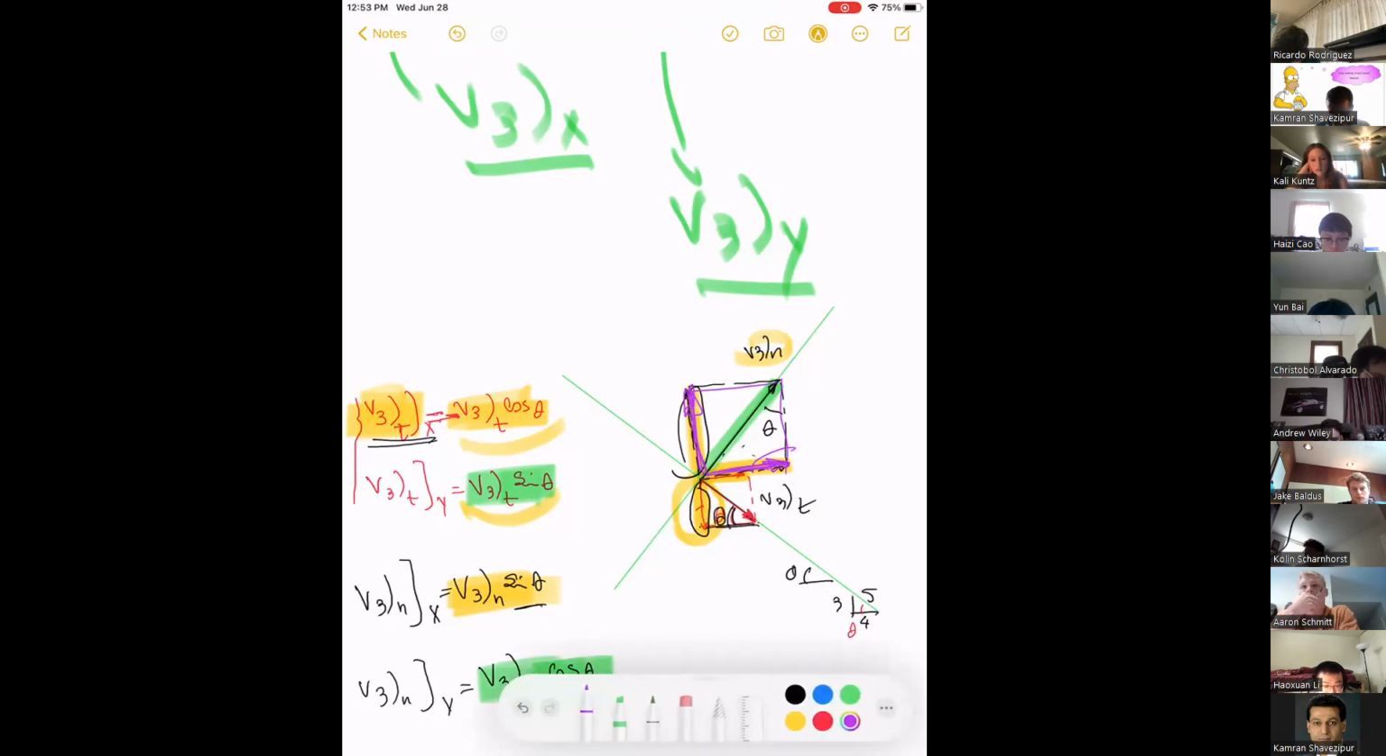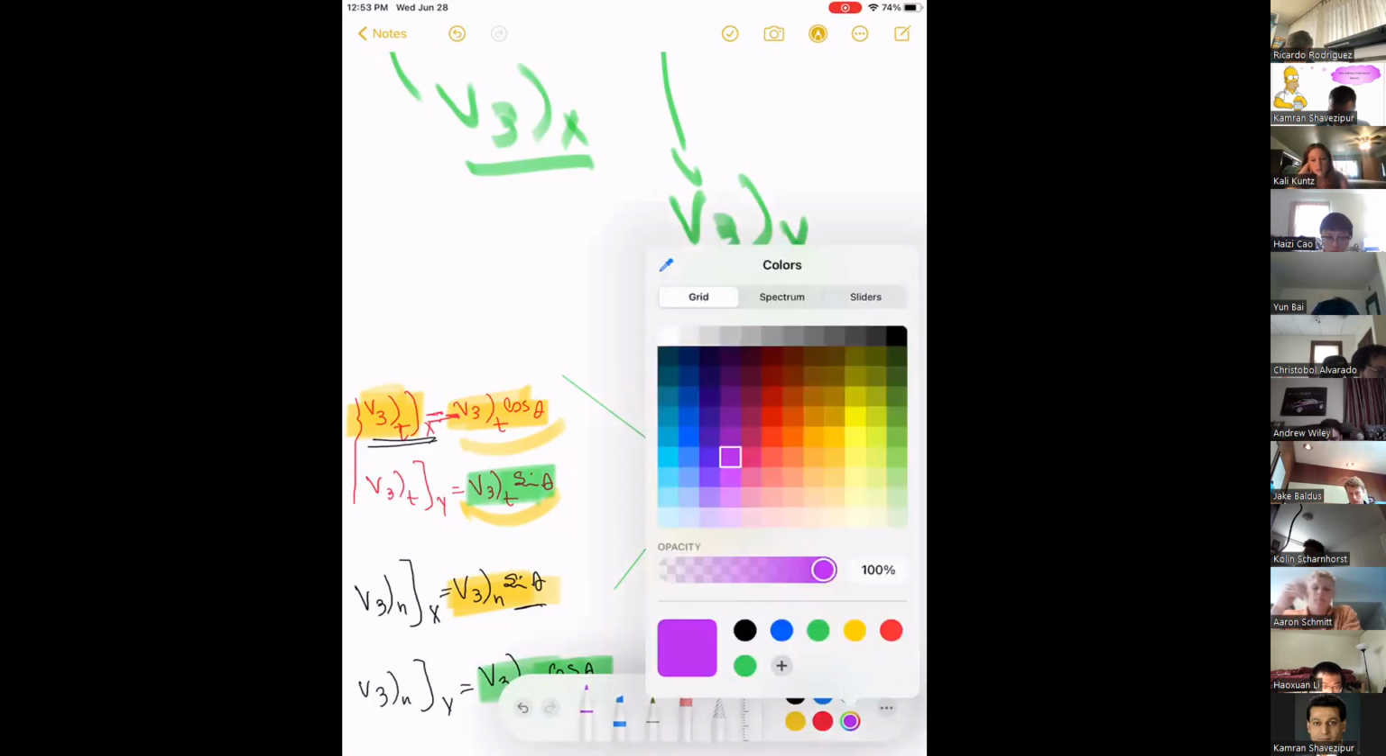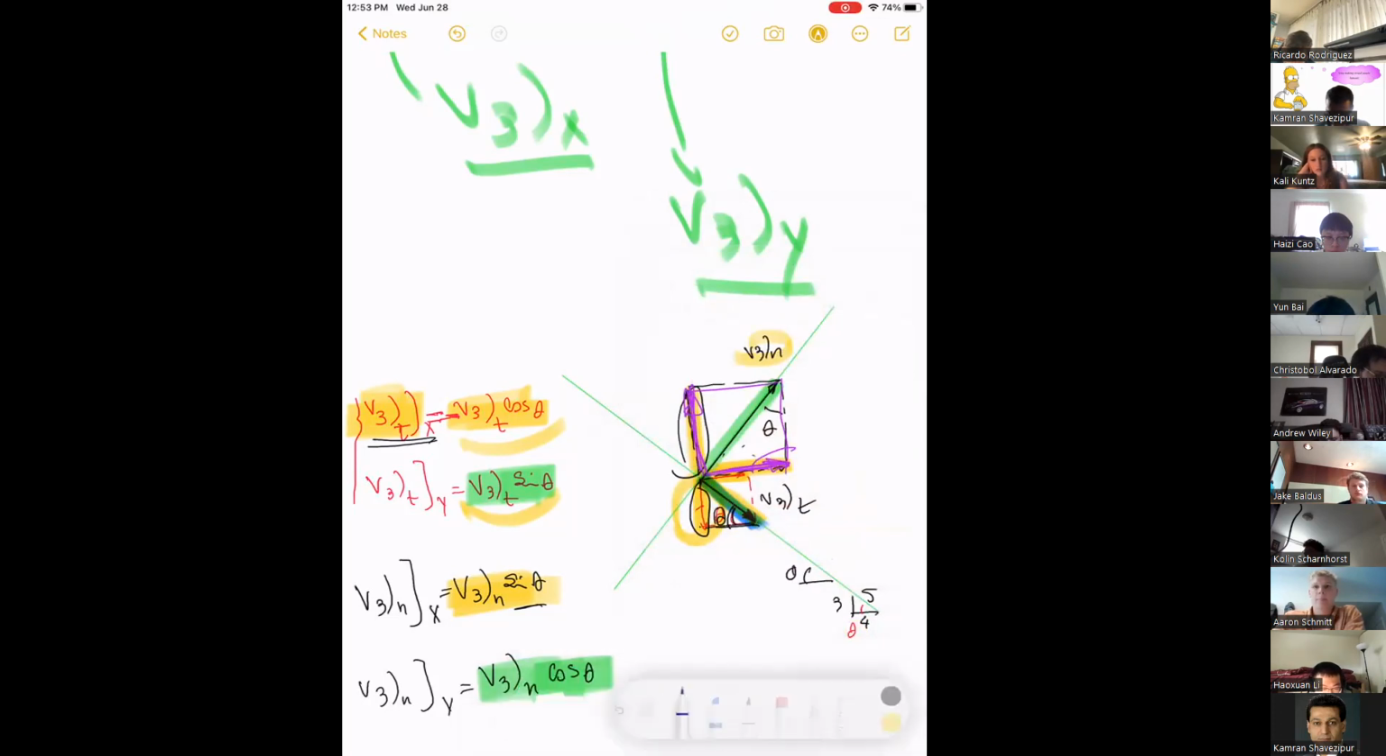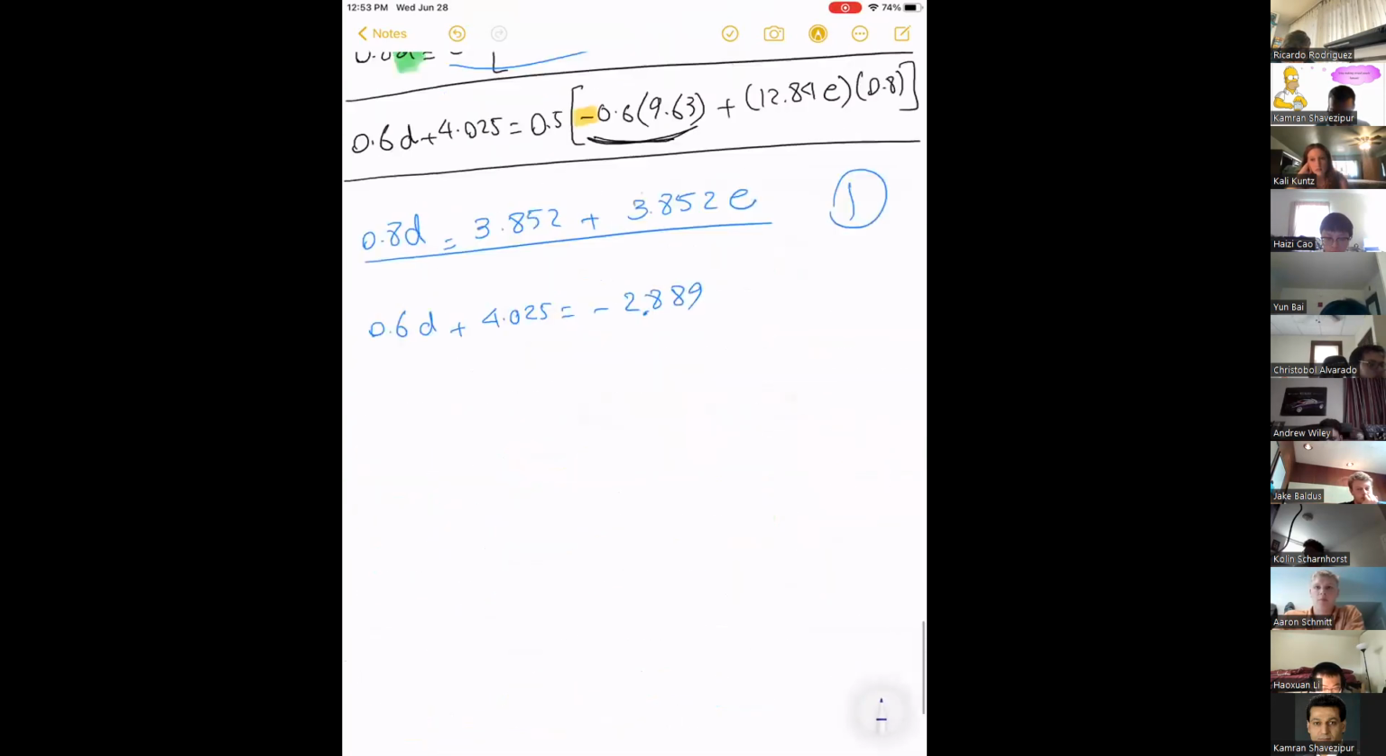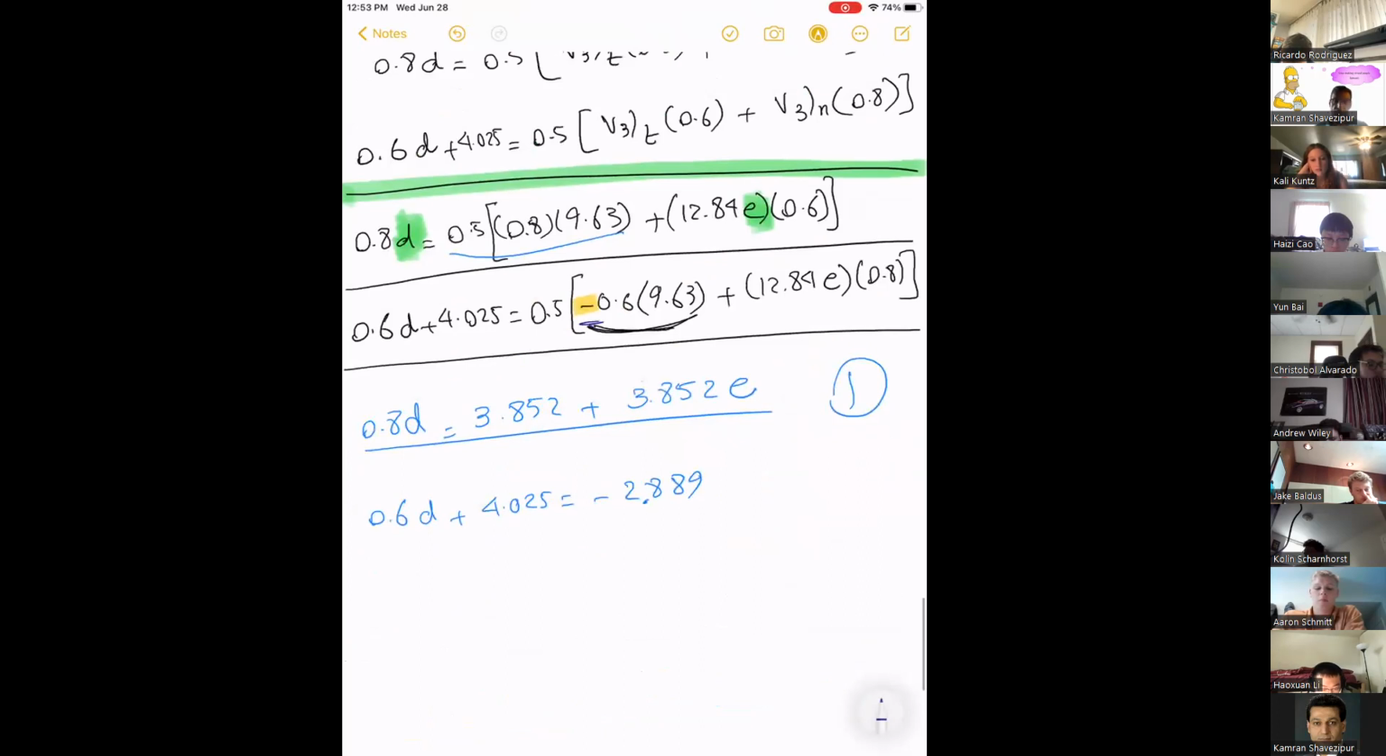For the tangential component, let's just go with blue. For the tangential component here, when I get it, let's just go with this crazy dark. I get positive X, but you see this is negative Y. So when I put it here, for the Y, I put negative. Does that answer your question? Yeah.